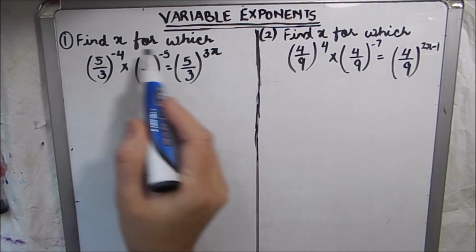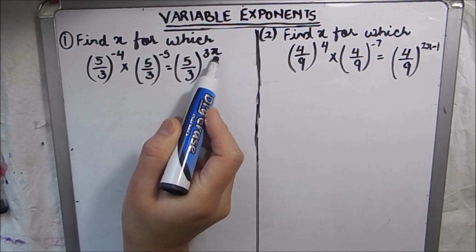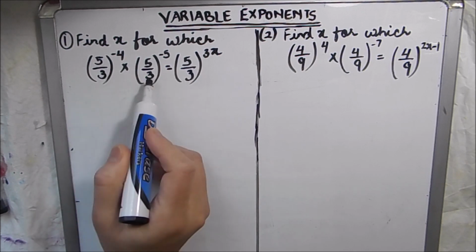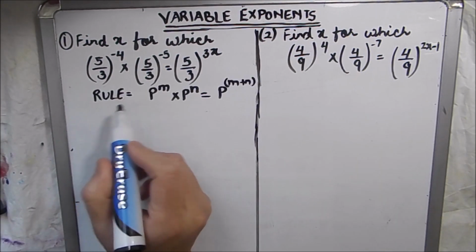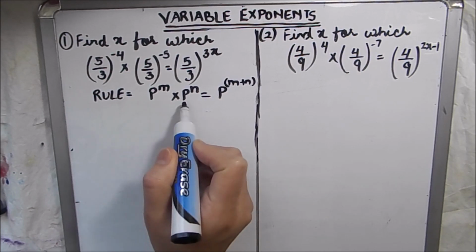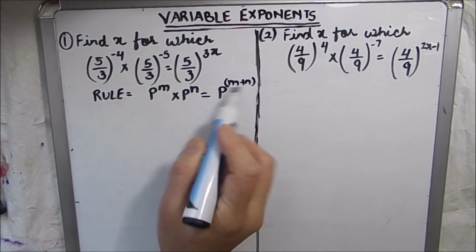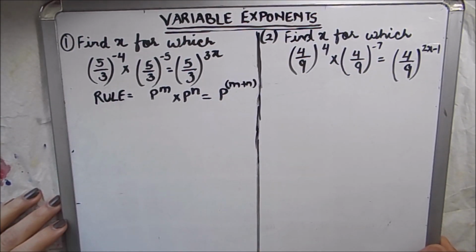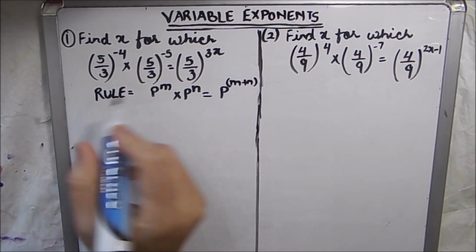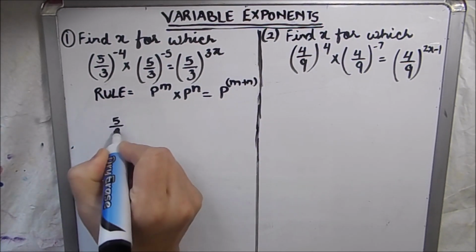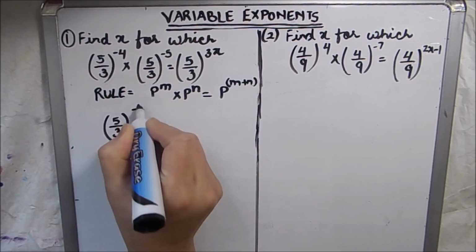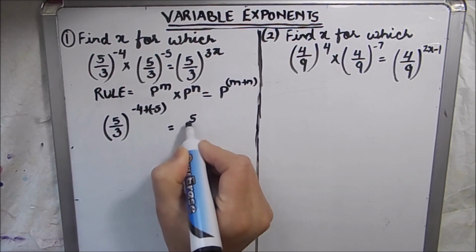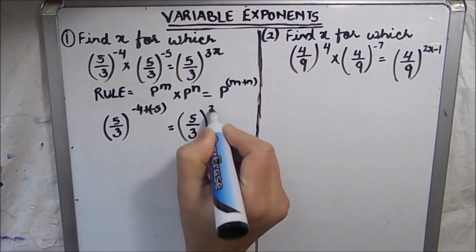Here we have a question where we are asked to find the value of x in the expression, and we see that the bases of the exponents are the same. We know the rule of exponent multiplication: when the bases are the same, we can add the exponents. So here we are going to use that rule. By use of the exponent multiplication rule, we write 5/3 to the power of minus 4 plus minus 5 is equal to 5/3 to the power 3x.